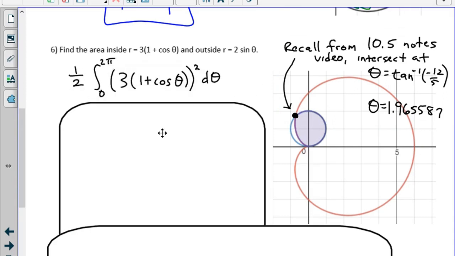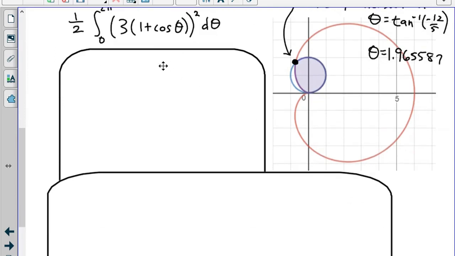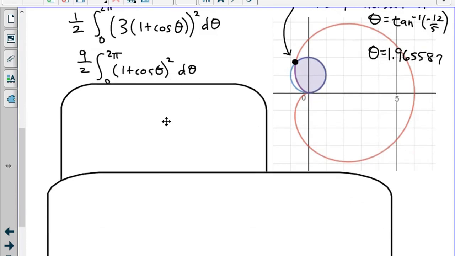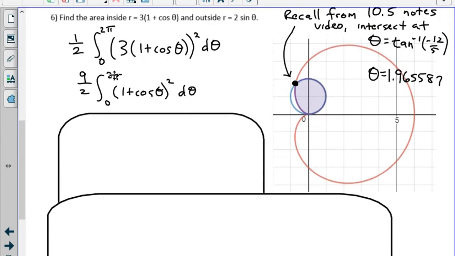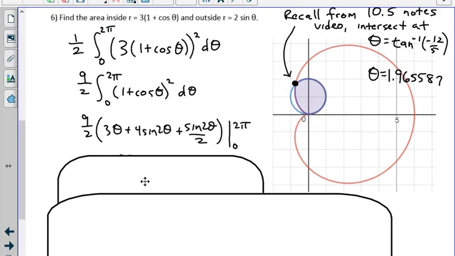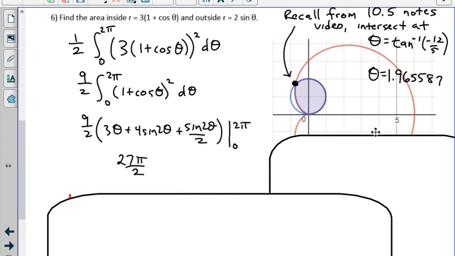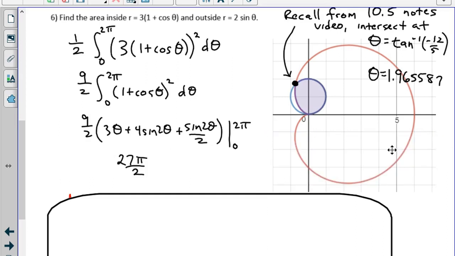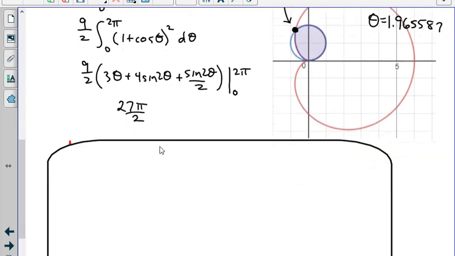First, we're going to find the area of the whole thing, the area of the entire red, and then we're going to subtract a couple things, and we have to figure out how to do that. So, 9 halves times this integral. Recall that that integral is 3 theta plus 4 sine 2 theta plus sine of 2 theta over 2. We evaluate it from 0 to 2 pi, and we end up with 27 pi over 2.